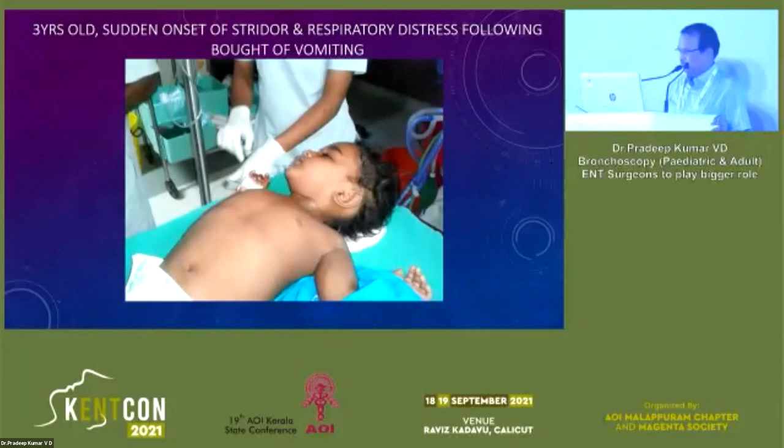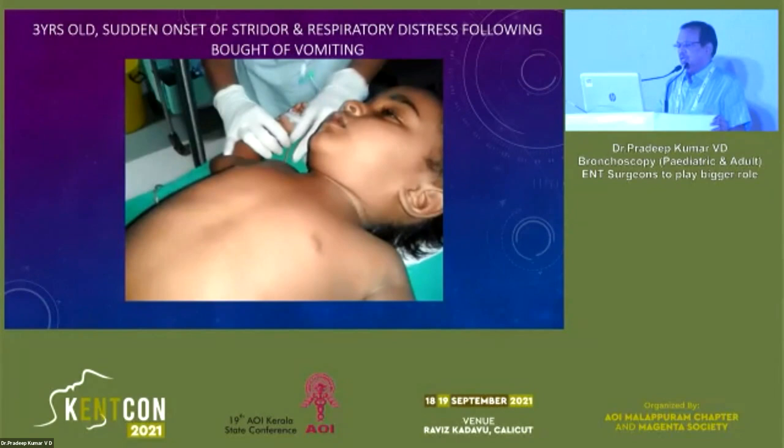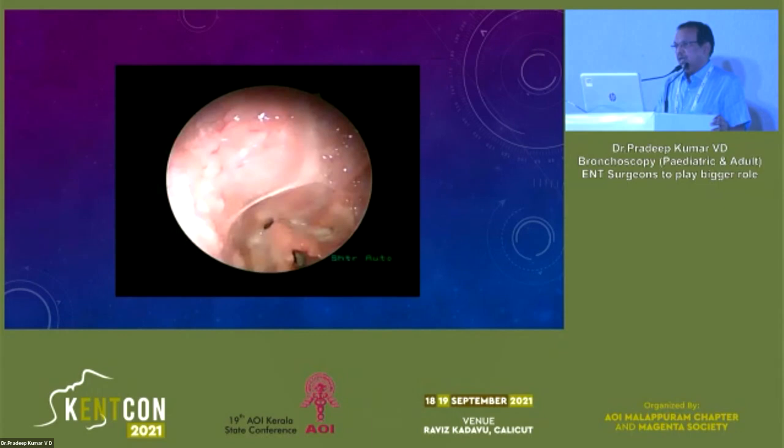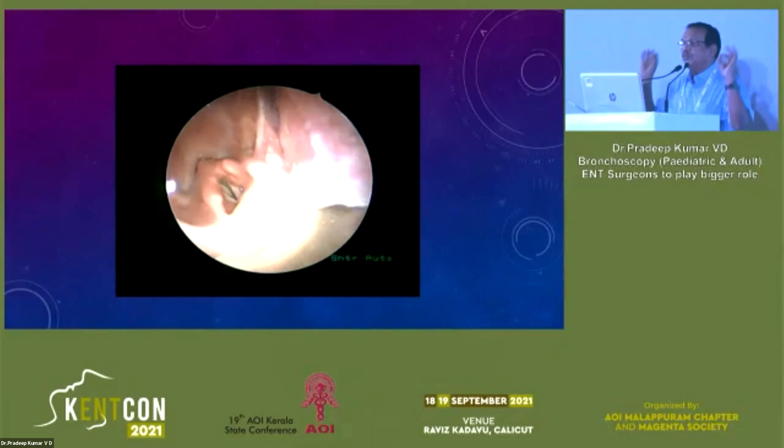There is all evidence of upper airway obstruction. So he was very sure that there is a problem in the trachea and/or the larynx. So immediately he was taken to the theater. And this is a rigid bronchoscopy, using a 0 degree endoscope, which most of you have, a 4 mm 0 degree endoscope.